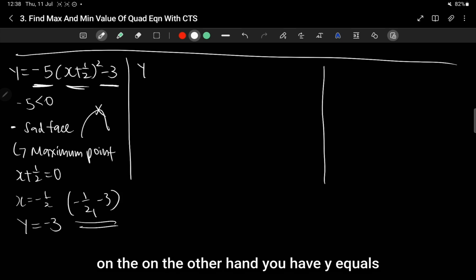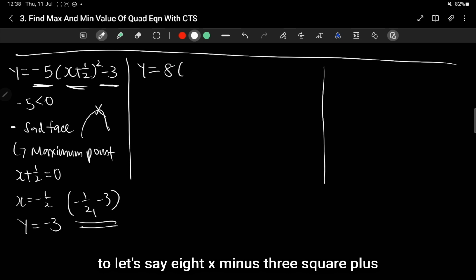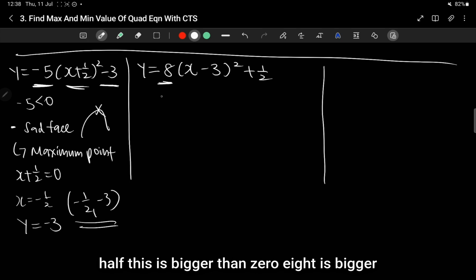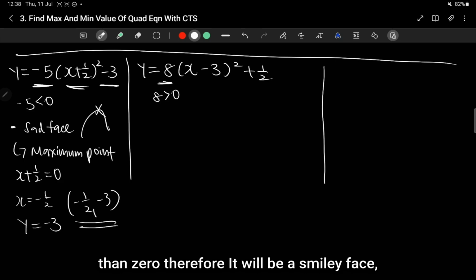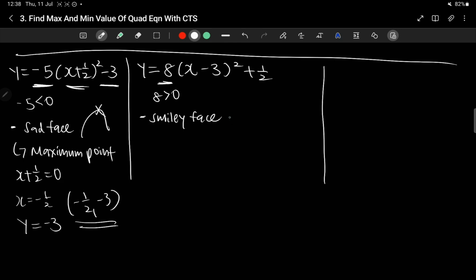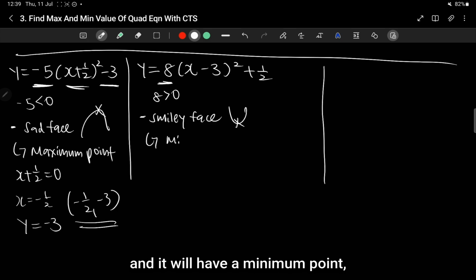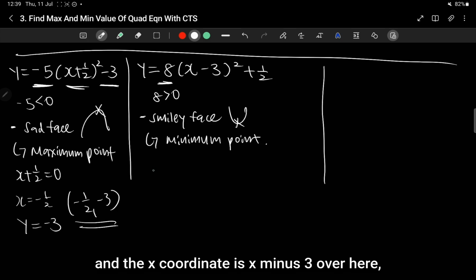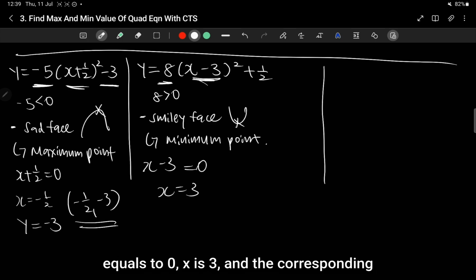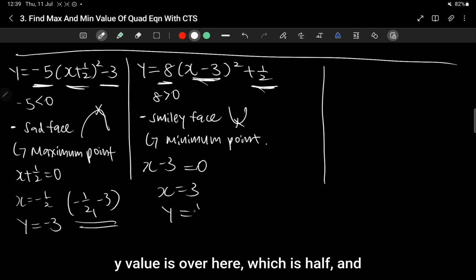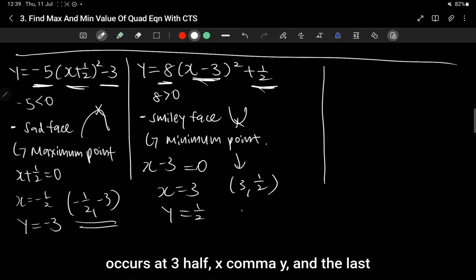On the other hand, you have y equals, let's say, 8(x minus 3) squared plus half. 8 is bigger than 0. Therefore, it will be a smiley face. And it will have a minimum point. And the x coordinate is x minus 3 equals 0, so x is 3. And the corresponding y value is over here, which is half. And therefore, the minimum point occurs at (3, half), x comma y.